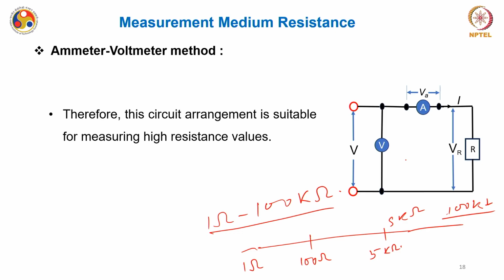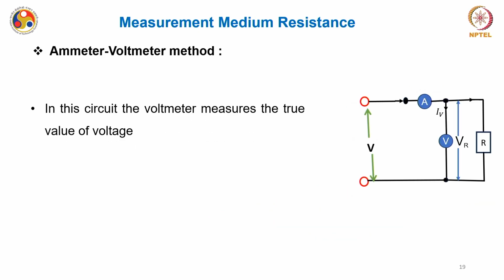So, when I say connection 1 is suitable for measuring high resistance values, what I mean is higher resistance in this medium resistance range, anything above 5 kilo ohm, that kind of resistance I am talking about, fine. Now, let us see the second arrangement, or connection 2. So, this was our connection 2. In connection 2, what I have done is, since I was facing the problem that in connection 1, the voltage that the voltmeter was measuring was not accurate.